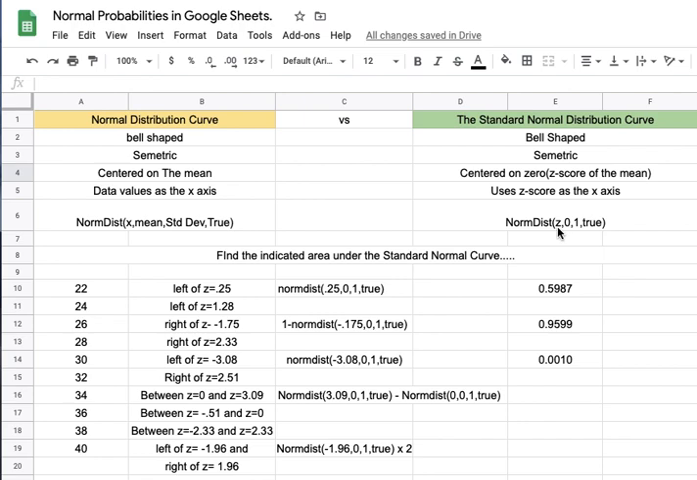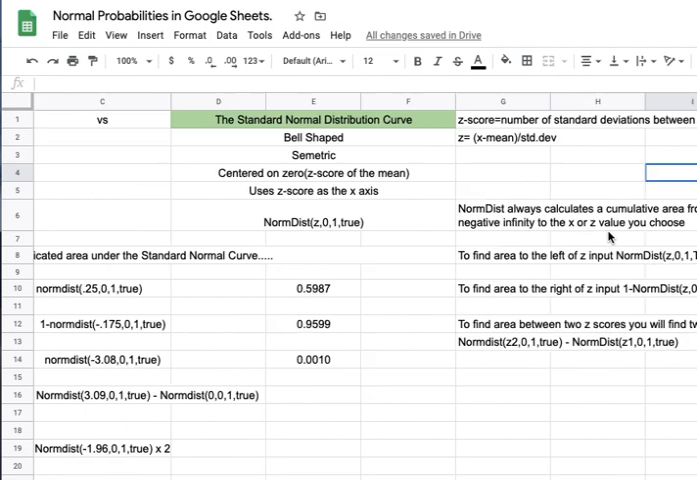Z represents the z value that we're talking about. 0 is the mean or the center of our data set. 1 is the standard deviation of our data set. With the z-scores on the axis, we'll be counting by 1 standard deviation each time. And true is telling it to do a cumulative probability calculation, where it's going to do a sum of probabilities.